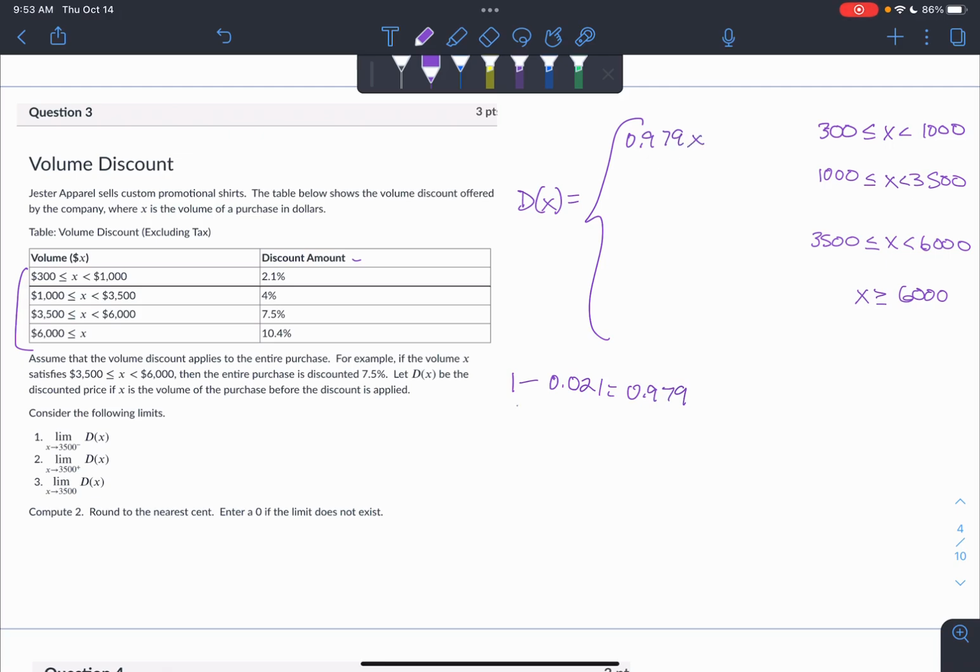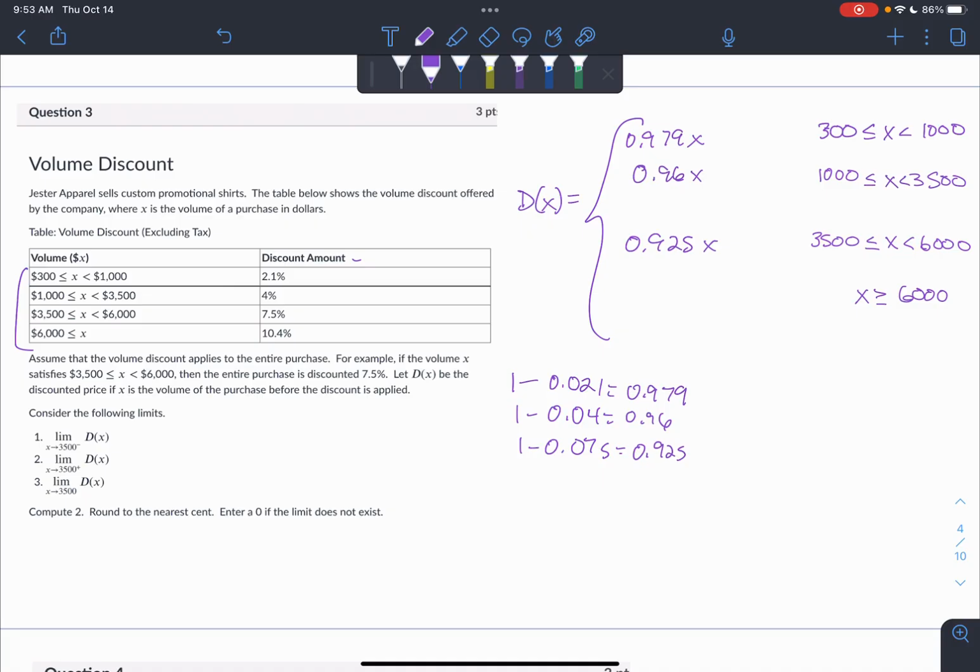So it's pretty much the same kind of pattern. This will give me 0.96, so 0.96x. Next one is 0.075, so this will give me 0.925.